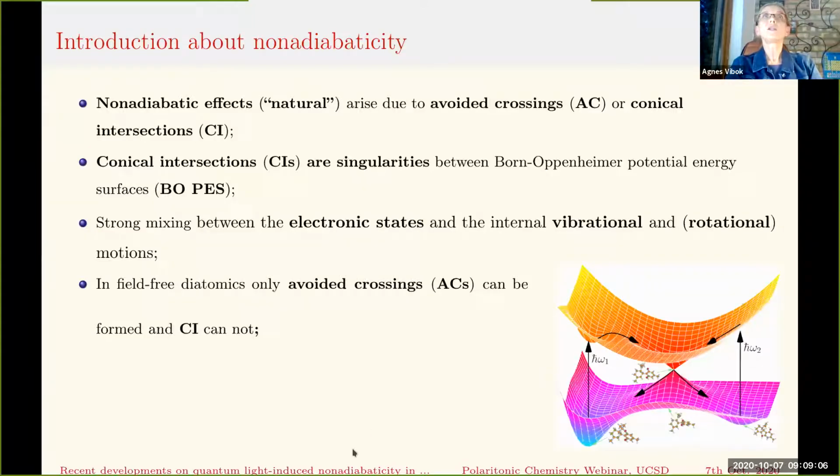It is well known in non-adiabatic phenomena that the natural non-adiabatic effect arises due to avoided crossings or conical intersections. These conical intersections are singularities between Born-Oppenheimer potential energy surfaces. From now on, I will call them BO potential energy surfaces. In this situation, there is a strong mixing between the electronic states and the vibrational and rotational states of the molecule. It is also known that in field-free diatomics, only avoided crossings can form, and not conical intersections.